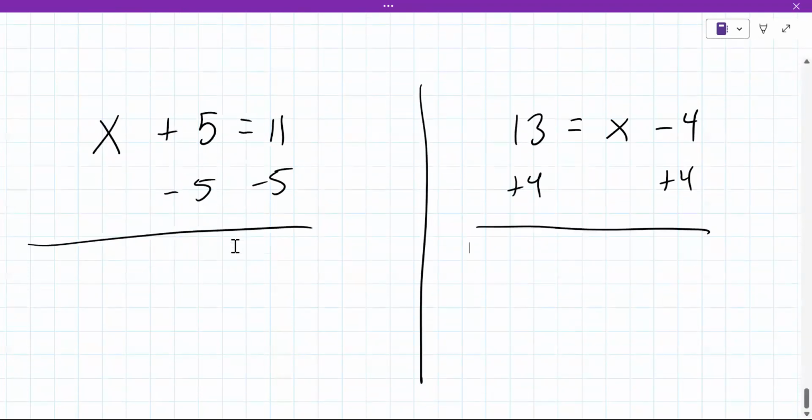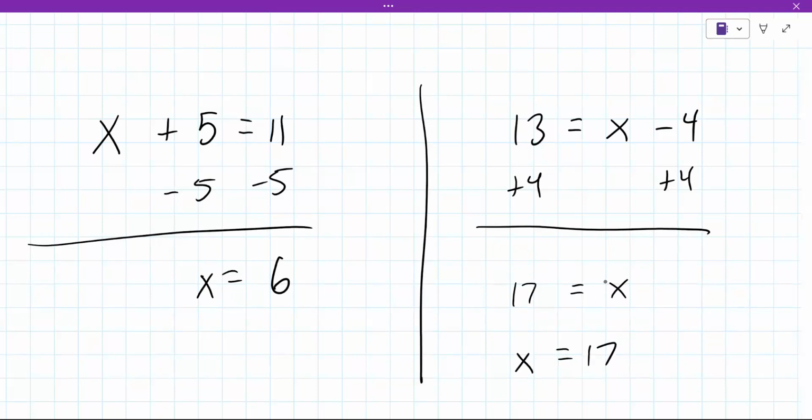So what are the two answers here? What does x equal on the left? And also on the right? 6. 6, and then the one on the left here, 17. 17. Yeah, and it's okay to have it written this way, where the numbers are on the left and the variables on the right, but I usually reverse it so that you get the variable on the left.